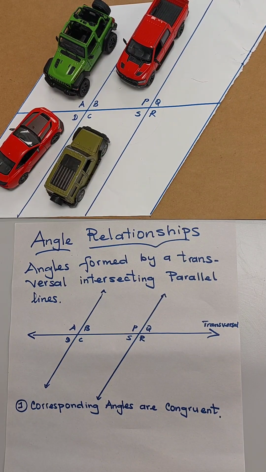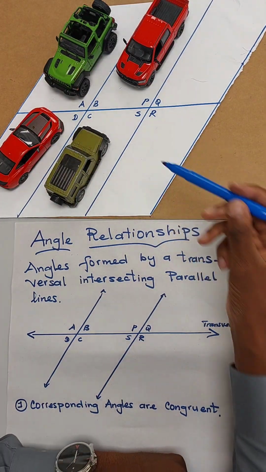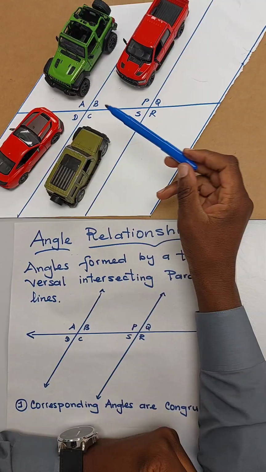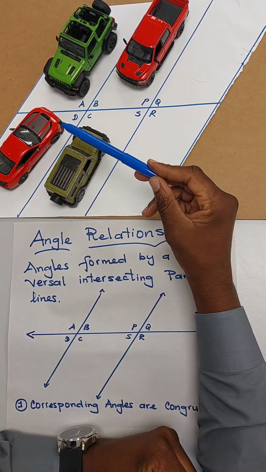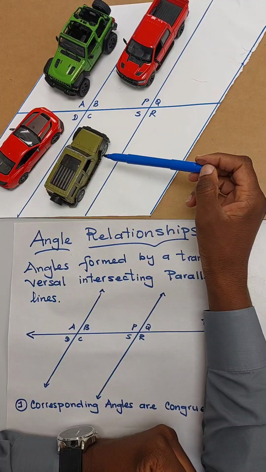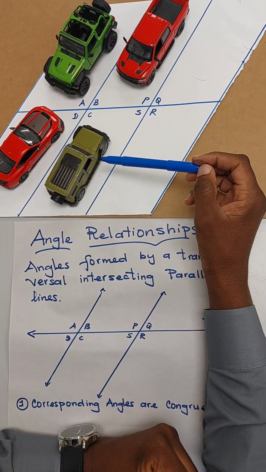In this public parking lot, we have a Ram truck, a Rubicon Jeep, we have a Ford Mustang, and we have a Jeep Wrangler.